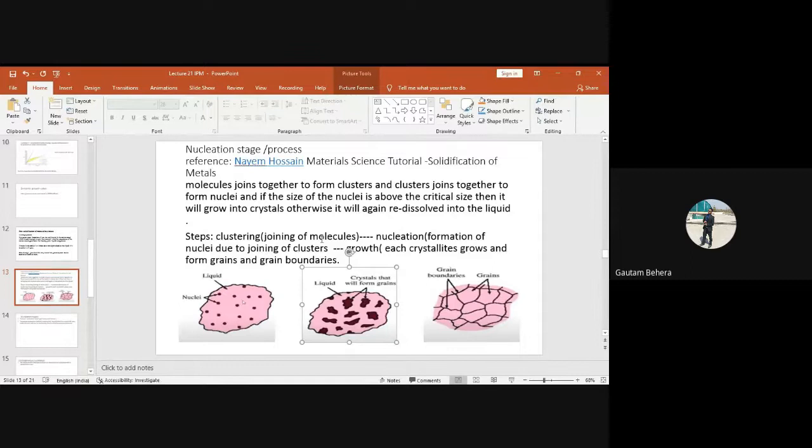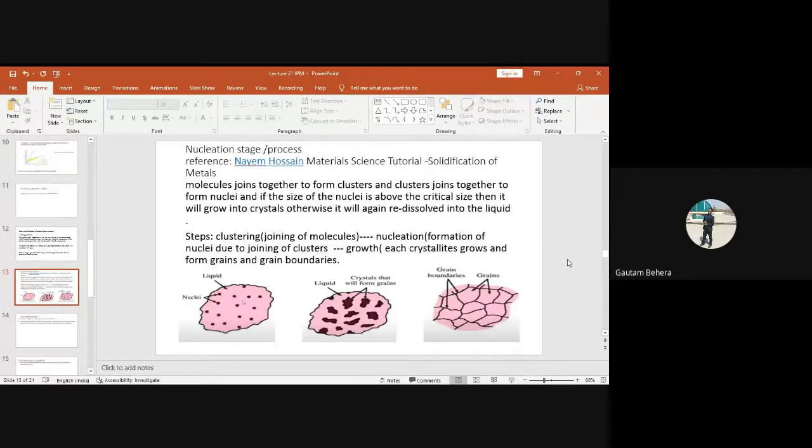Some molecules will join and become clusters, solid molecules. Then nucleation will happen. Nucleation means formation of the nuclei. So these clusters will join to form nuclei. Finally, this nuclei will grow. That means each crystal grows and forms grain and grain boundaries. I think it is okay up to this. Or shall I repeat?